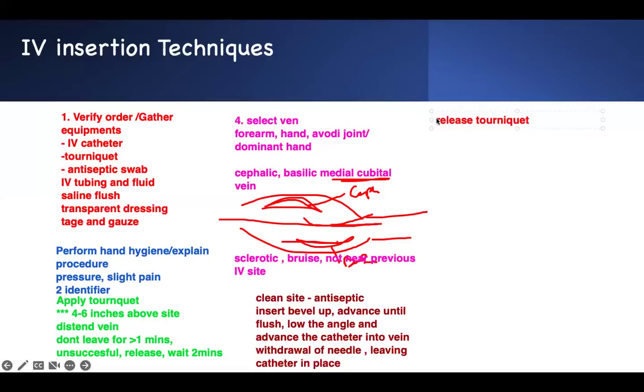Then the number 7 thing you do is basically release the tourniquet. Release the tourniquet before you flush the IV, right? Otherwise, you're going to damage it. Then number 8 is secure the IV in place. You can use a dressing, then you use a transparent dressing that we talked about, and then you write the date, location, and time. That's all. Those are the keys.